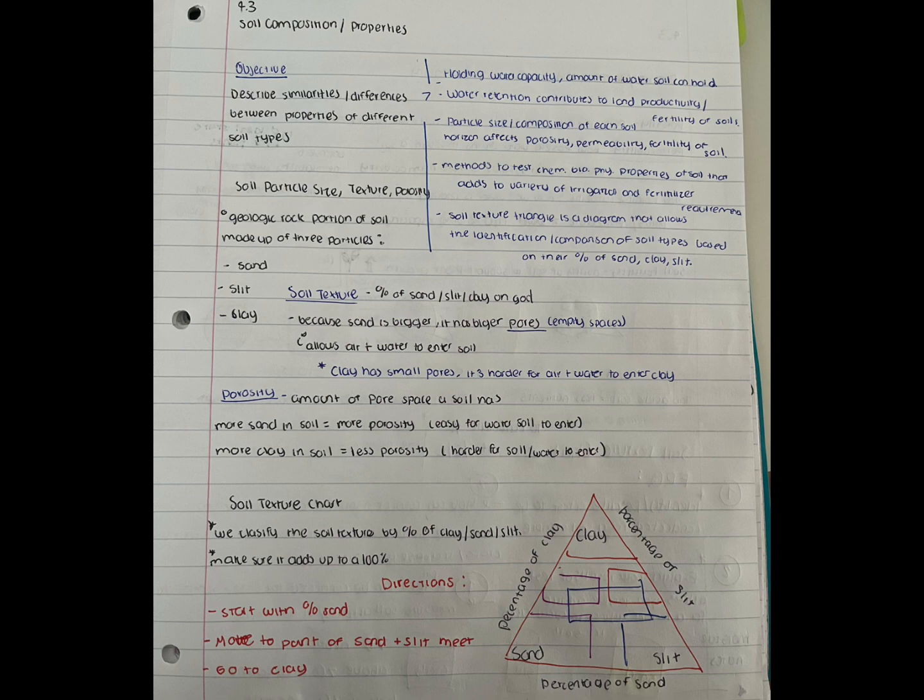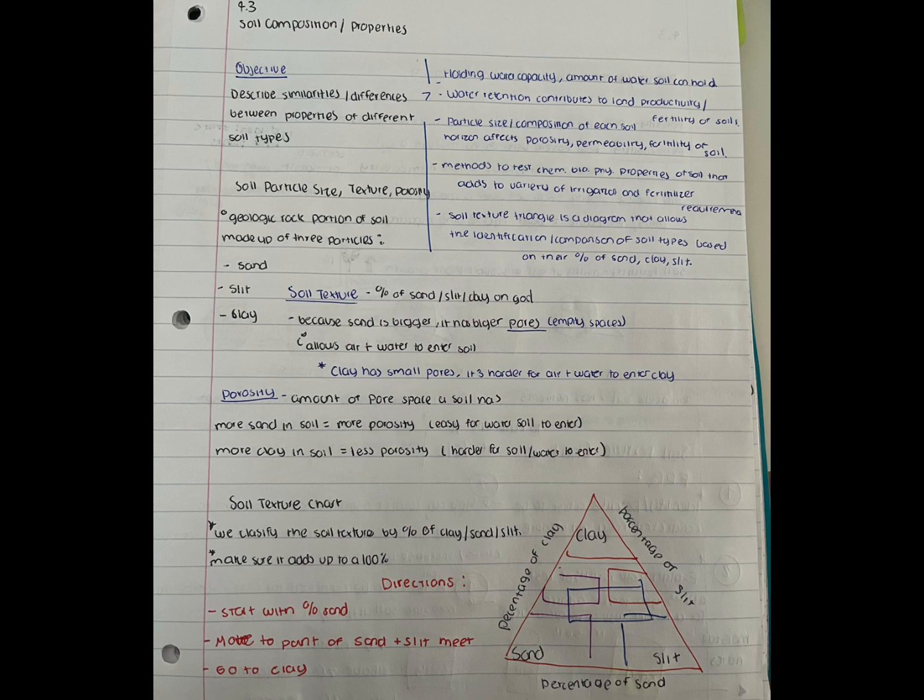Particle size and composition of each soil horizon affects porosity, permeability, and fertility of soil. Then methods to test would be the biology, physics, and chemical properties of soil, which adds to the variety of irrigation and fertilizer. Then we have the soil texture triangle. It's a diagram that allows the identification and comparison of soil types based on their percentage of sand, clay, and silt. We have soil particle size and texture, and porosity.